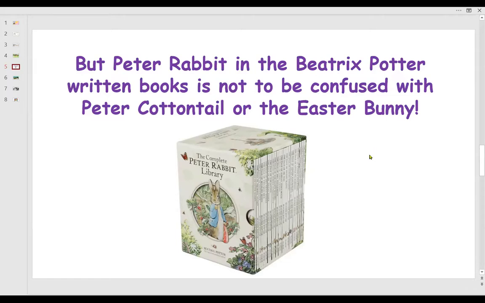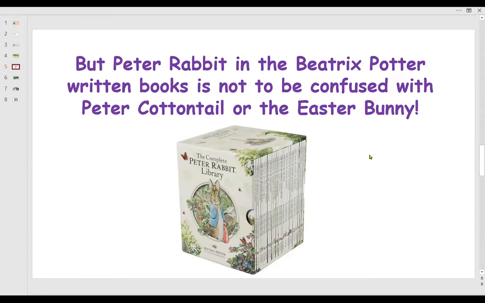So in the end, what I would suggest is, if we're still confused, then we need to watch Here Comes Peter Cottontail. Because here is where we find out the truth.